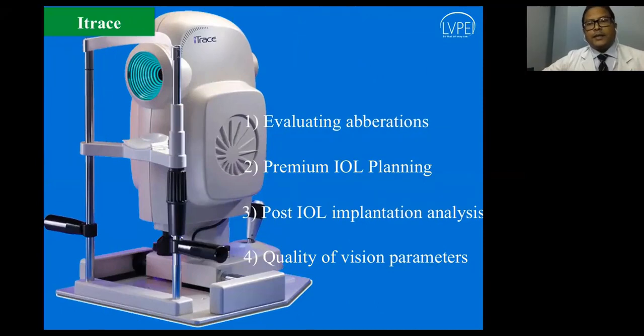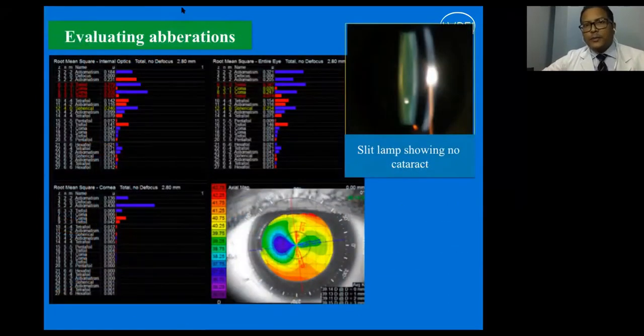The iTrace helps in evaluating aberrations. It uses dynamic skiascopy for evaluating the optical aberrations. It is useful for planning the intraocular lenses, and it also has several parameters by which we can know the quality of vision. So, any questions up to this point of time?